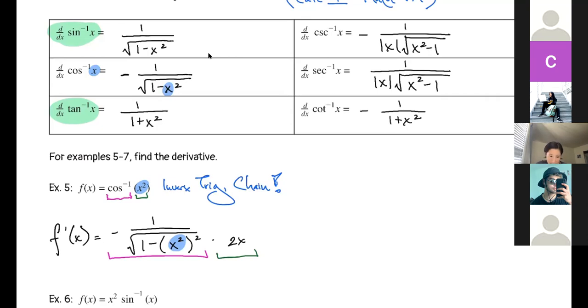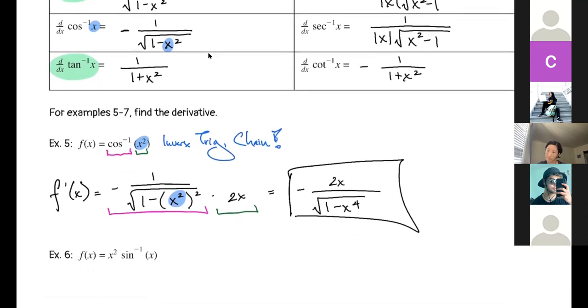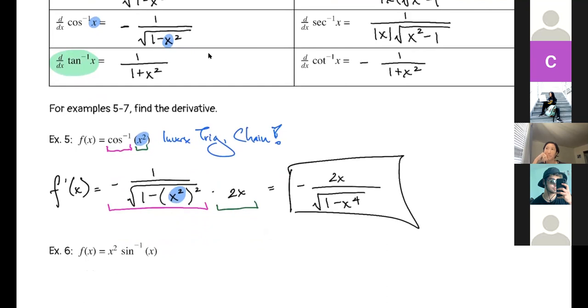All right. Good news is not a ton to simplify. We can say negative 2x over the square root of 1, oops, minus x to the 4. Done. Okay. Nice, nice work.